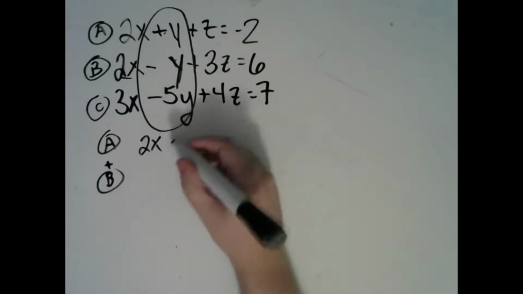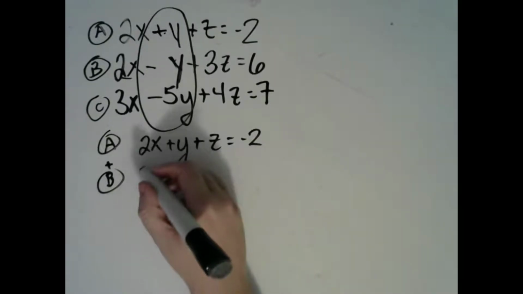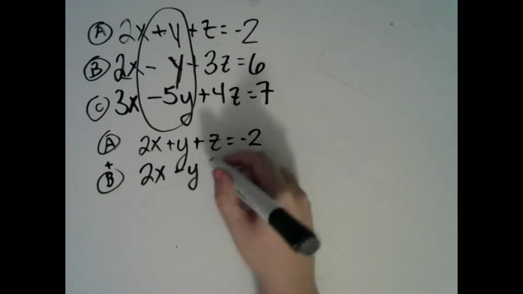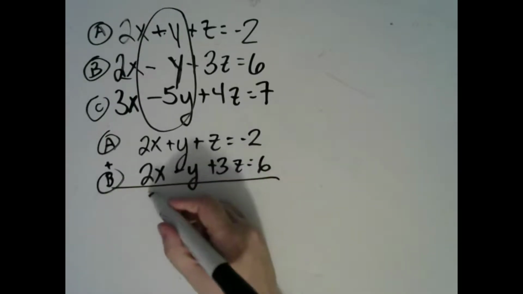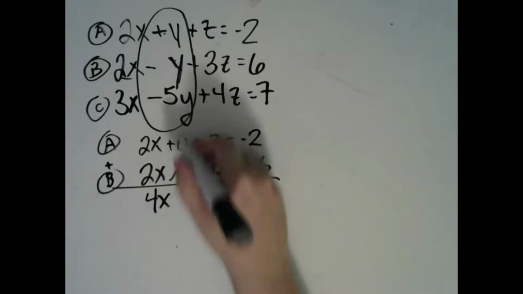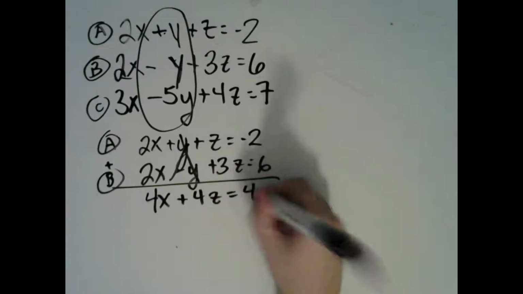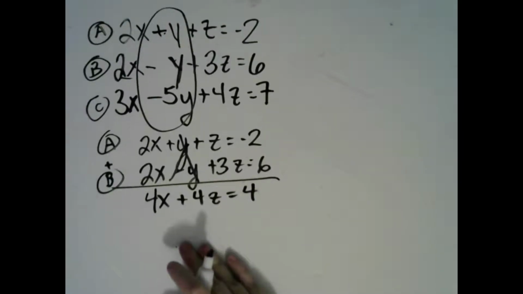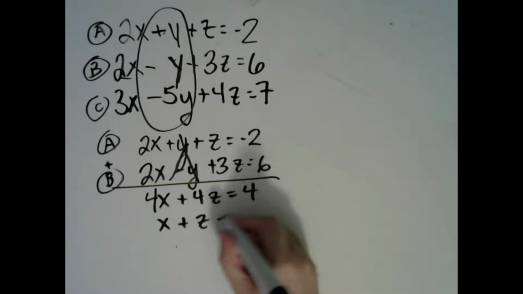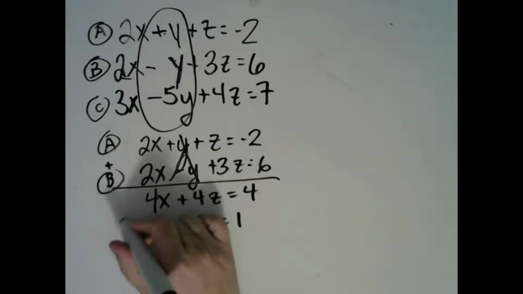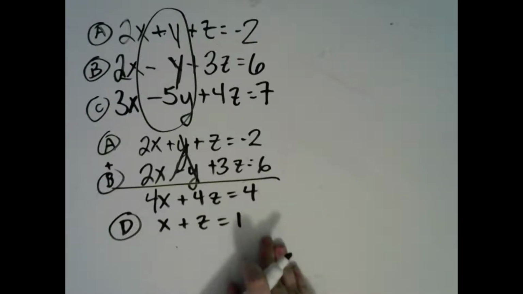We've got 2x plus y plus z equals -2, and we have 2x minus y plus 3z equals 6. When we add these together, we get 4x, the y's eliminate, plus 4z equals 4. Go ahead and simplify this equation. They share a common factor of 4. So our new equation is equation D, and it's x plus z equals 1.